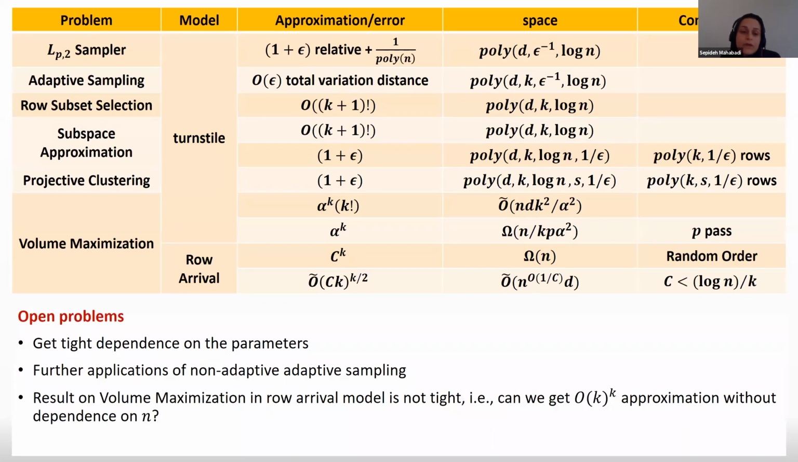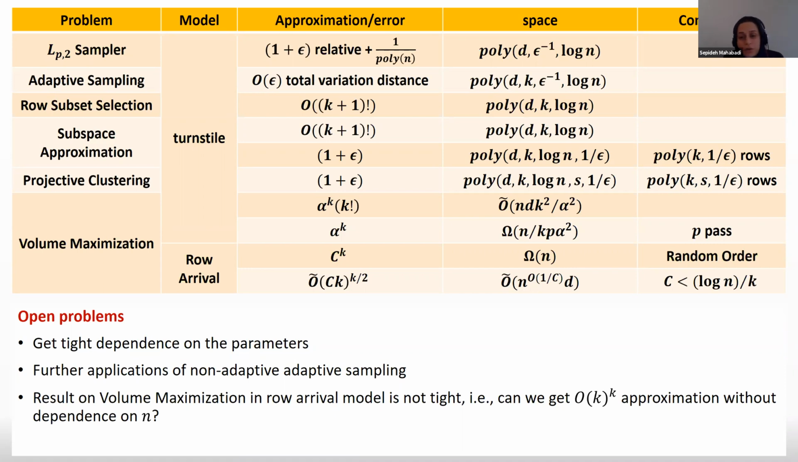Okay, so a few open problems here. First of all, if we can get a tight bound for the dependence on the parameters in our algorithm, so basically the space dependence on the exact power of say d or epsilon. And second, if we can find further applications of this non-adaptive adaptive sampler. And finally, to give you a more specific question, we don't know if the volume maximization result in the row arrival setting is tight.